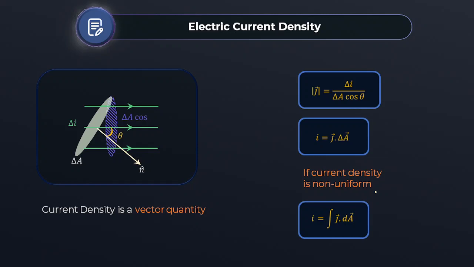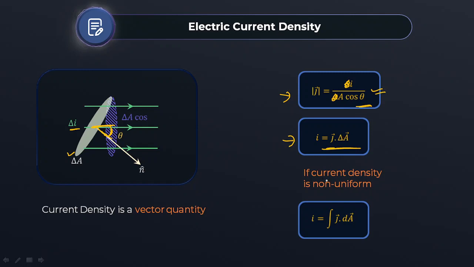Now suppose the current flowing is delta I, and the area is at some angle from the current. The area vector is making an angle theta with the current. So we will write J equals delta I by delta A cos theta, or directly J equals I upon A cos theta. And if I want to write I, it will be equal to J dot A.